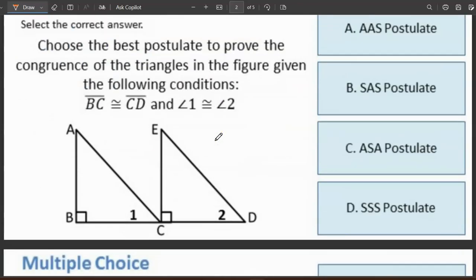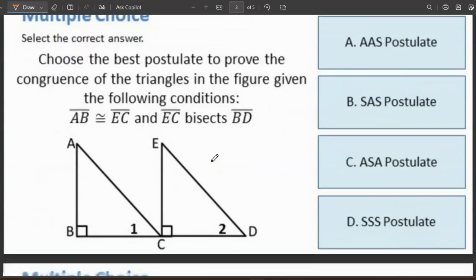Next item. So, given BC is congruent to CD. So BC, this one, is congruent to this. And we have angle A is congruent to angle 1, is congruent to angle 2. So this is congruent to this. And then again, we have here right angles. So right angles are again congruent to each other. So we have A, S, A. That will give us letter C as the correct answer.